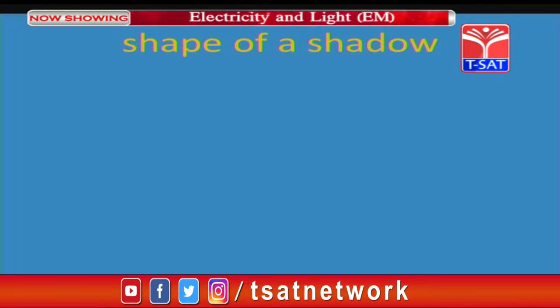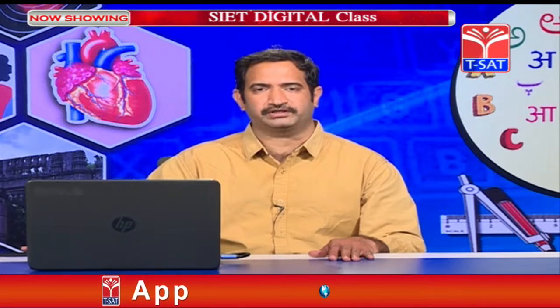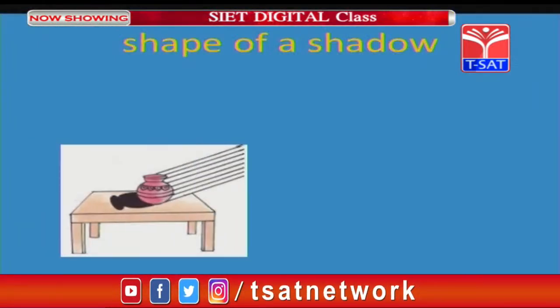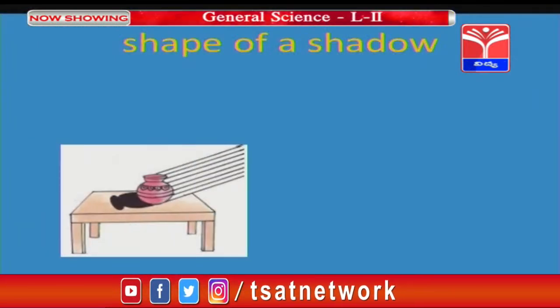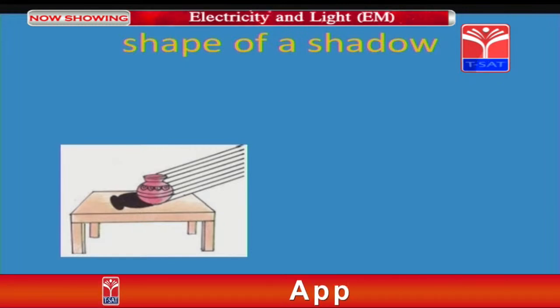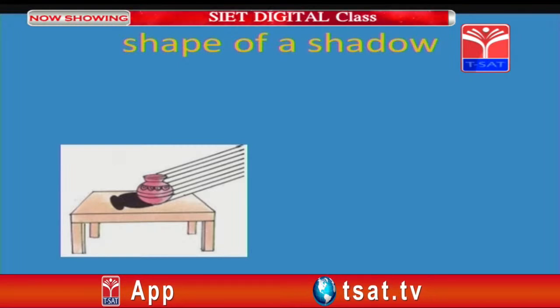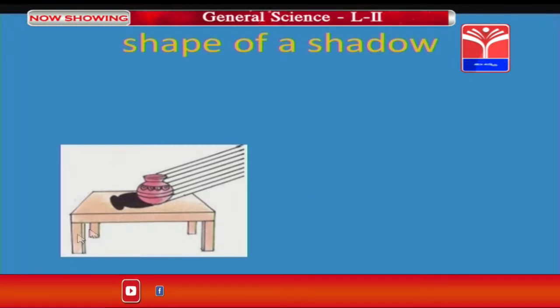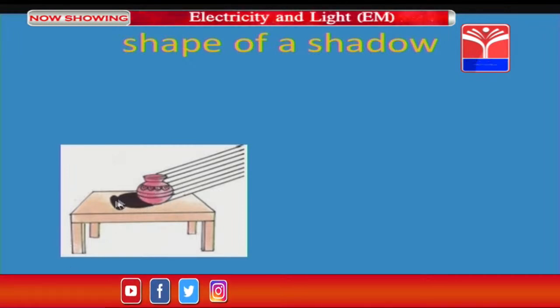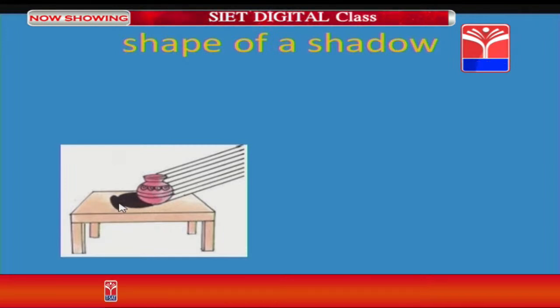Now, shape of a shadow. All shadows have some shapes. Depending on the shapes, we cannot always determine the object, as the shape will sometimes not be clear. Now, observe what is required to get the shape of a perfect object. Here light rays are falling on this vessel, and we are observing a shadow on the table. Why? Because it is an opaque object. Light is not transmitted through the pot. Therefore, if it is in a straight line, then only we observe a shadow.